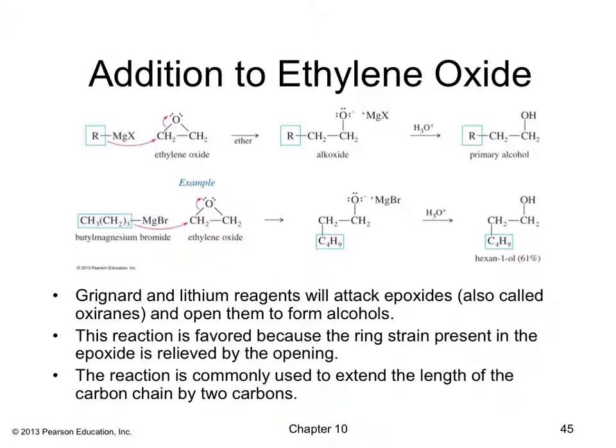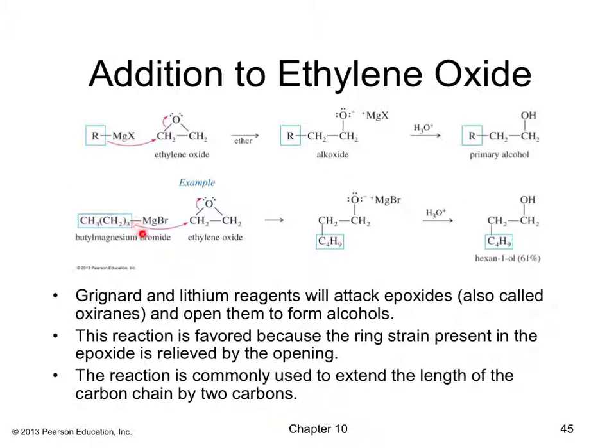Grignard reagents can also add to epoxides, or ethylene oxides. Here it will attack, kick off the oxygen, forming the alkoxide in the presence of protonated water. This will pluck off a proton, forming the primary alcohol.